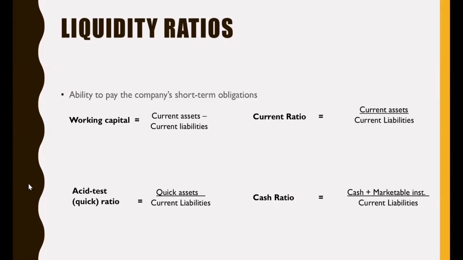Here, the marketable instruments are considered to be in the form of cash because they can be easily converted into cash in a span of 1 to 3 days, etc. This is similar to what, in financial accounting, you call cash equivalents. Although cash equivalents may be converted into cash up to 90 days. Nevertheless, marketable instruments in a broader sense are included when we compute for the cash ratio.